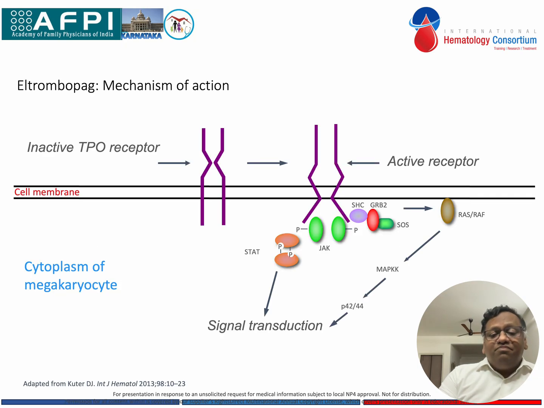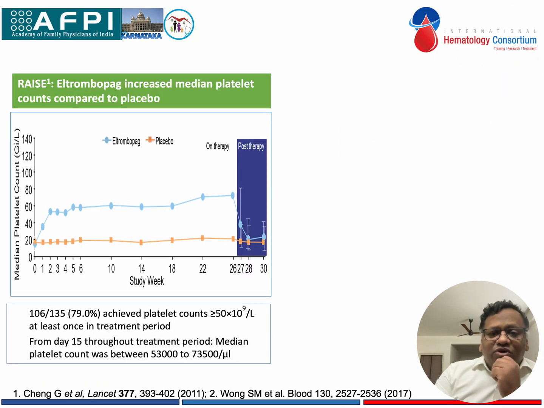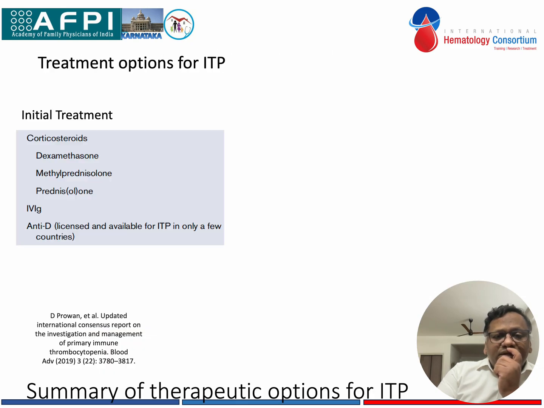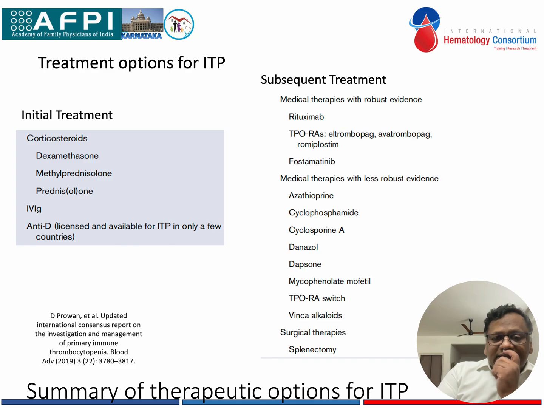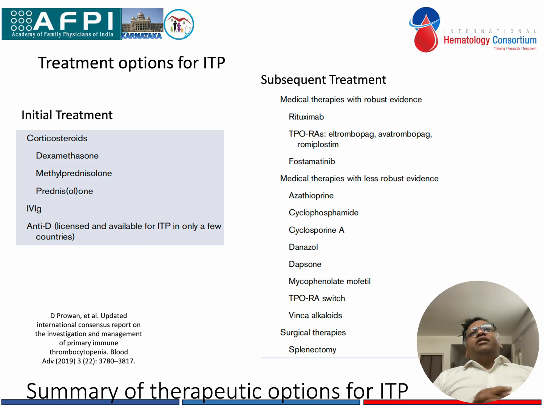We first figure out which patient should be treated, and to do that, I'm going a bit ahead here. We will initially decide if the platelet count is more than 20,000 or not. If the platelet count is more than 20,000, they have a very low risk of bleeding. If the platelet count is more than 30,000, they may not even need treatment. You need to understand that the target platelet count in ITP is 30,000. We are not trying to reach 100,000.